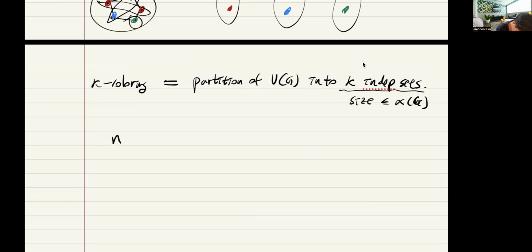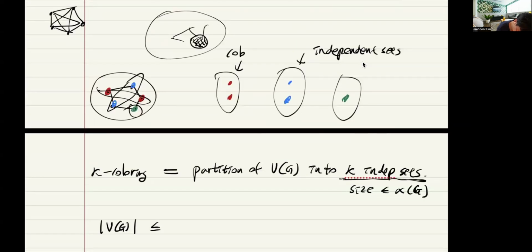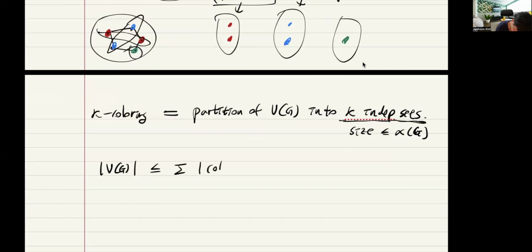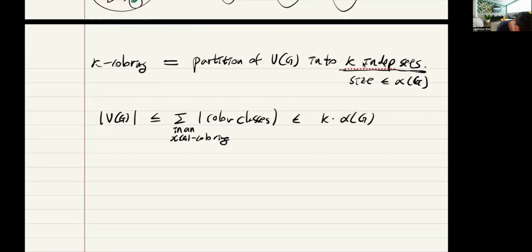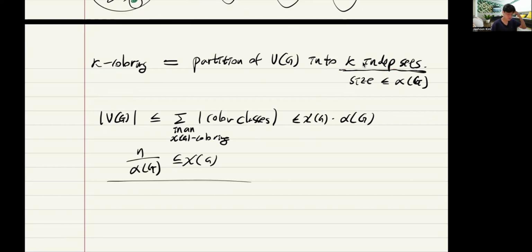Then what do we know? This shows that the number of vertices in G, which is n, the order of G, is at most the sum of the sizes of these K independent sets. These independent sets are called the color classes of this coloring, in an optimal coloring. And that's at most K times the independence number of G, and here K is the chromatic number. Then what do we get? The chromatic number of G is at least n over alpha of G. So you get this lower bound.